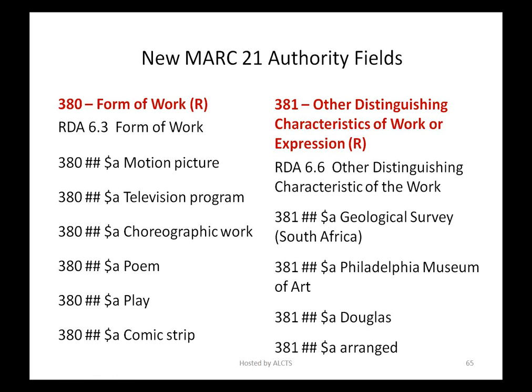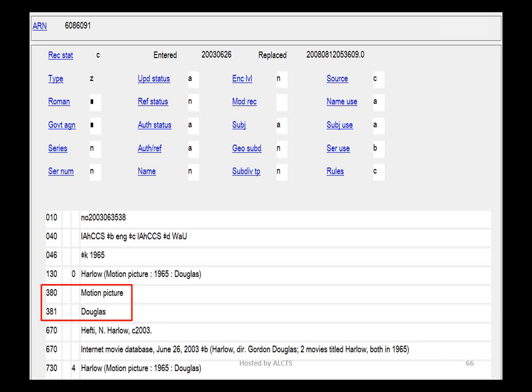We saw these last week, the 380 and the 381 for form of work and other distinguishing characteristics of a work. And they, again, become core elements when needed to differentiate works from each other. So here's an example showing the use of both of them. There were two films in 1965 named with the title Harlow, and so Douglas is the director's name of this one and has been added to the access point. And in this case, Douglas is the other distinguishing characteristic of this work, along with the form of work.